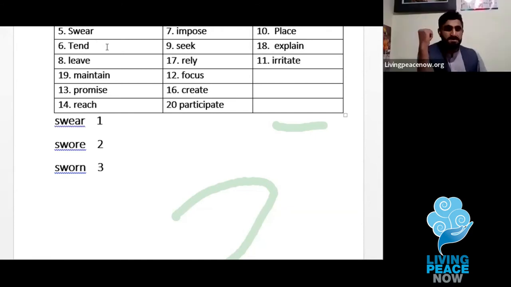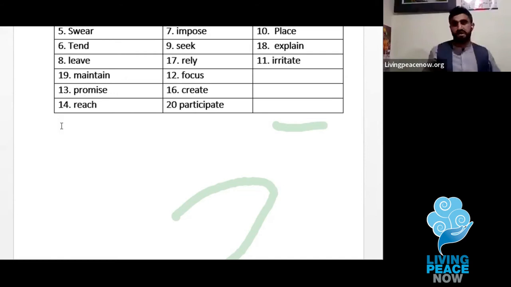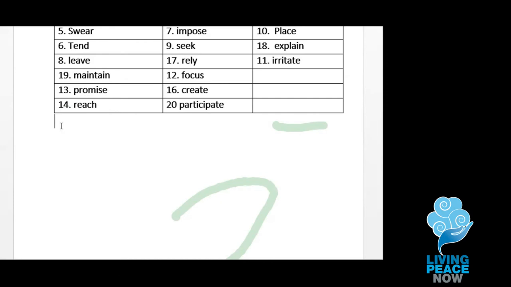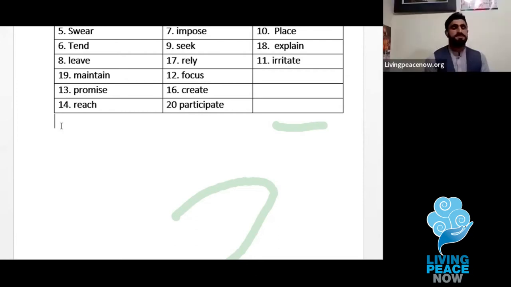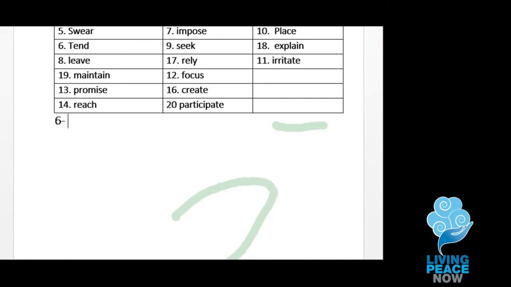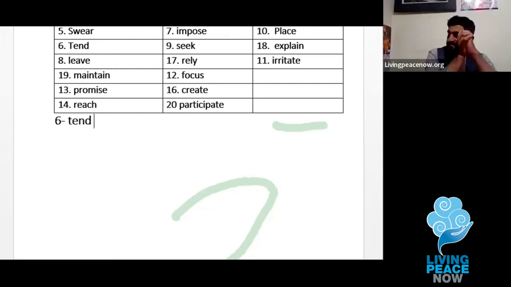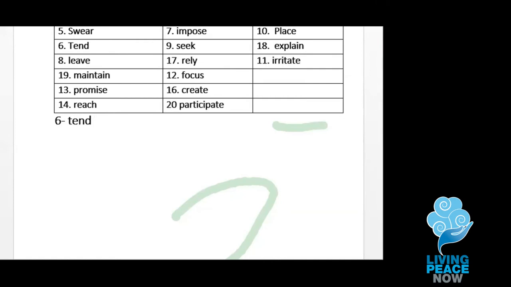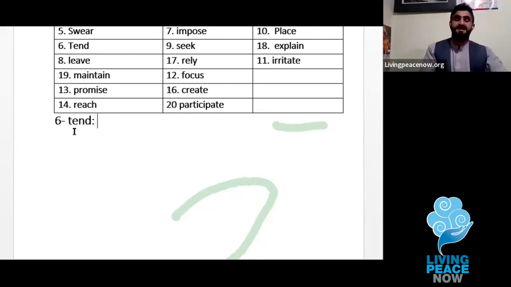Ten. Who can tell something about this word? Bashir, do you have an idea? What do you think about ten? Yes, I think it's a hard word. Bashir, what do you think about the ten? No, sir, it's not hard, is it? Sorry. Tend is a verb.